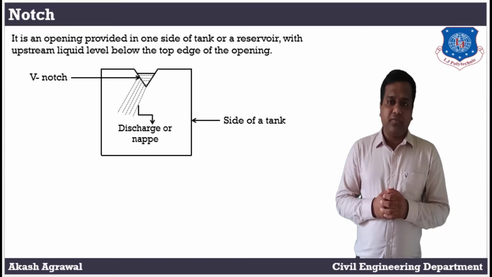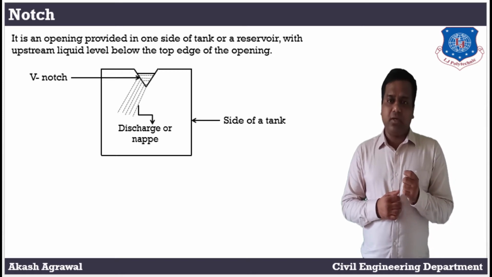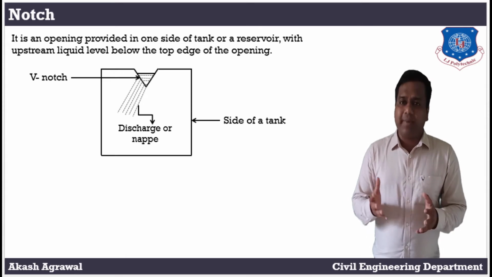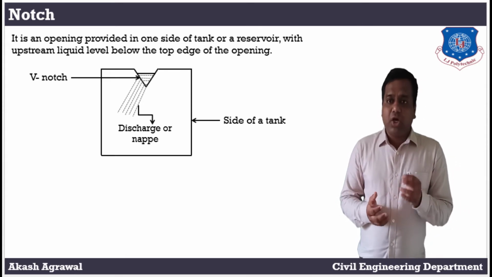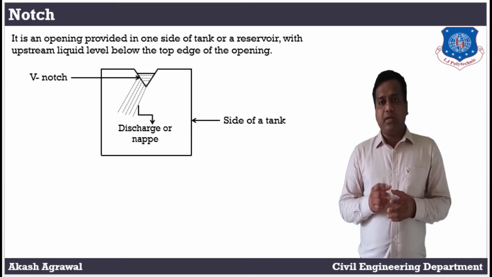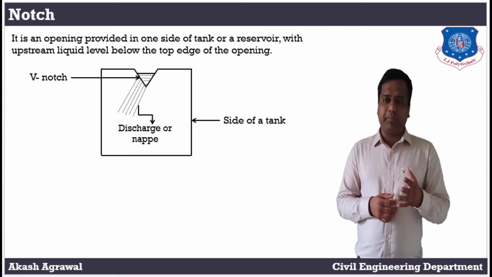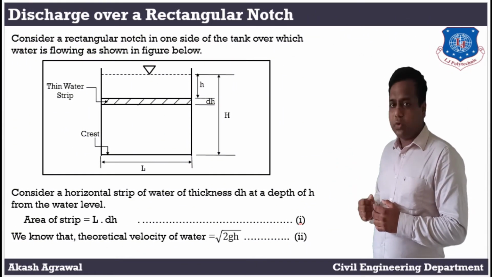The bottom edge of the notch over which the liquid flows is known as the sill or crest. A notch is usually made up of a metallic plate. A notch is used to measure the discharge of a small stream or canal. Depending upon the shape, the types of notches are rectangular, triangular, trapezoidal or stepped notch. Further, we will discuss the discharge over a rectangular notch.